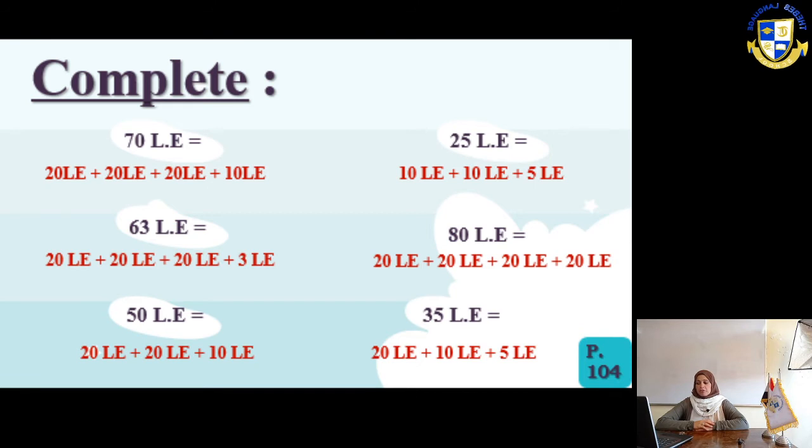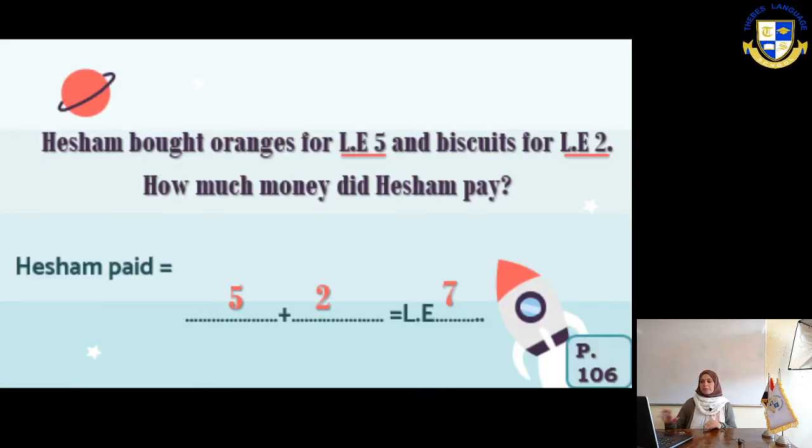For the 35, you can have 20 plus 10 plus 5. 20 plus 10 equals 30. 30 plus 5 equals 35. So you have many ways for showing the big number using small numbers. This is from your book, page 104.